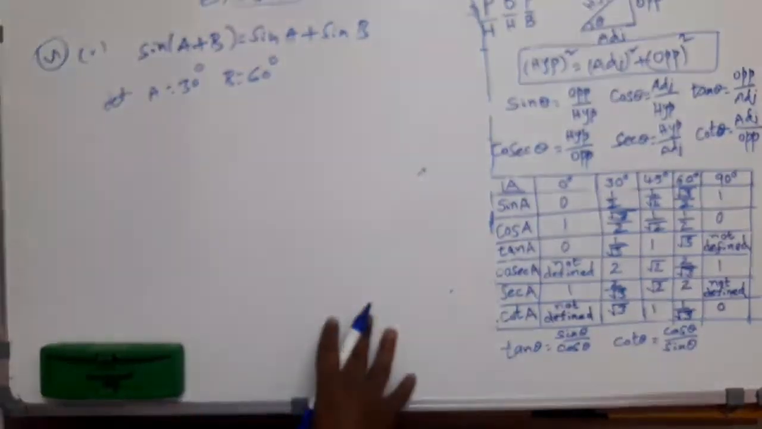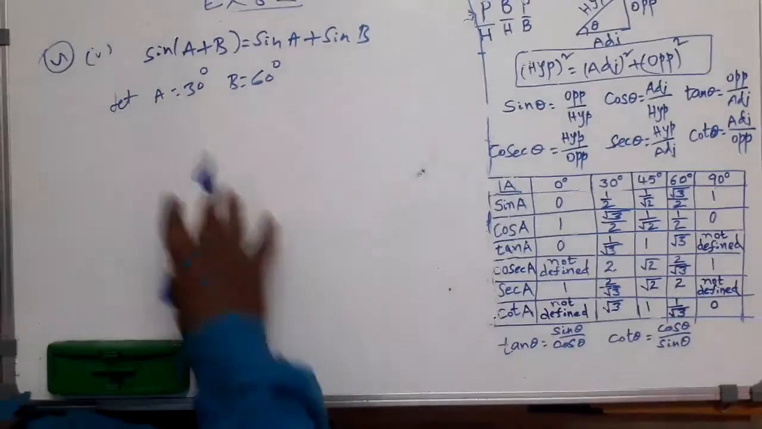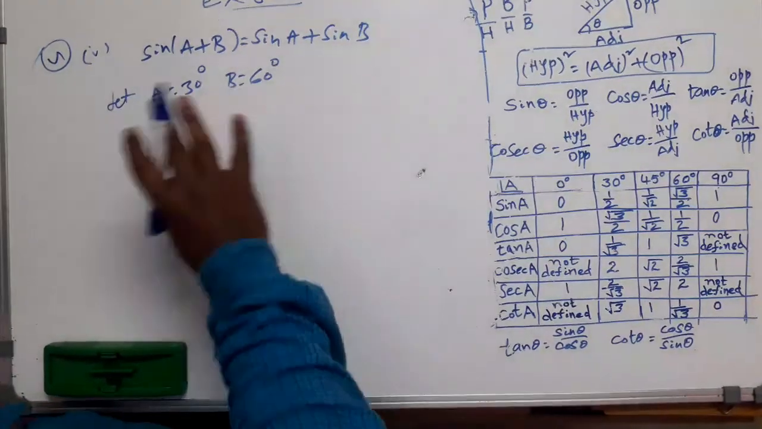Why these two? You need not take 0 degrees and 30 degrees, 0 degrees and 45 degrees, 0 degrees and 60 degrees, 30 degrees and 45 degrees, 30 degrees and 90 degrees, and so on. Any combination you can consider. But of course, we have considered one. Let us substitute and simplify.